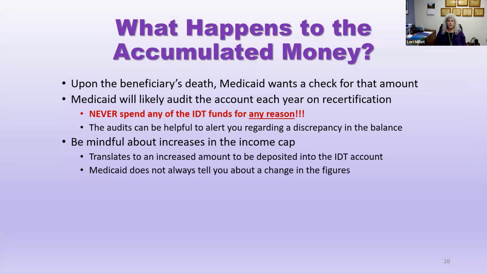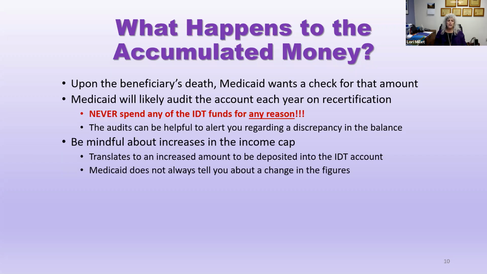The accumulated money is tracked by Medicaid. Every year you are on Medicaid, you have to go through a process called recertification, where you show Medicaid that you are still entitled to receive the Medicaid benefits. Each year during that recertification process, the caseworker is likely to tell you how much needs to be in that income diversion trust account and want to see an actual bank statement. And that audit can be really helpful so that you're aware of any discrepancies, because unfortunately discrepancies do happen. The most common discrepancy that I see is that Medicaid doesn't tell the trustee that there has been an increase in the income cap, which translates to an increase in the amount that must be accumulated.